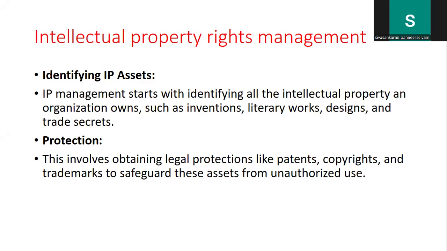So what are the key aspects of intellectual property rights management? IP management starts with identifying all intellectual property an organization owns: its inventions, literary work, designs, and trade secrets. The next one is protection. This involves obtaining legal protections like patents, copyrights, and trademarks to safeguard these assets from unauthorized use.